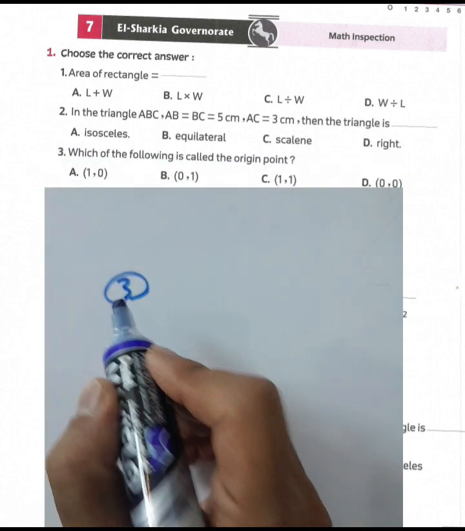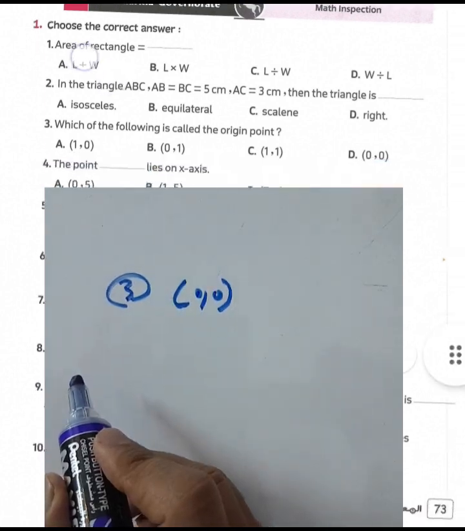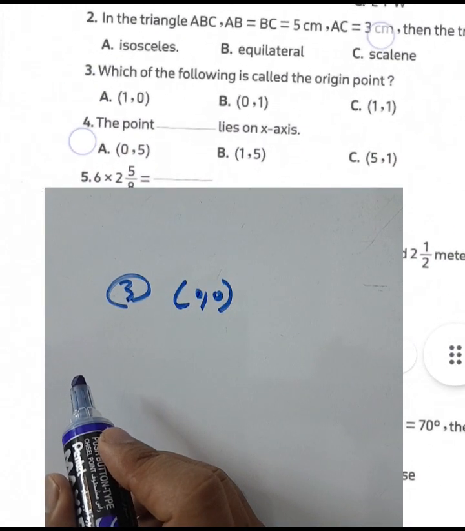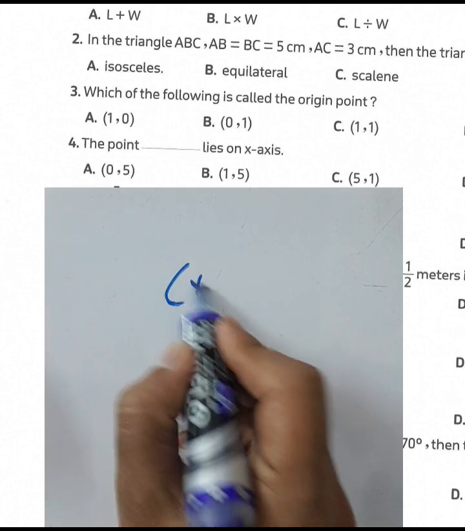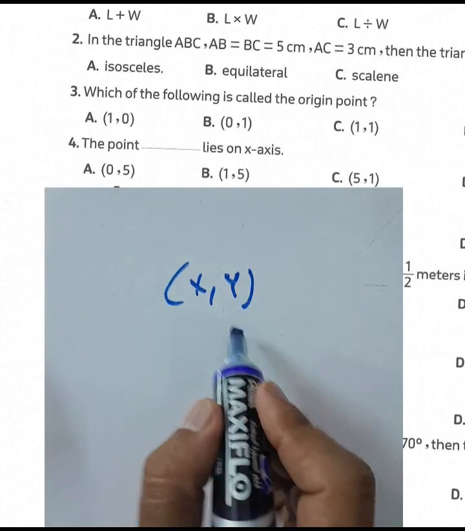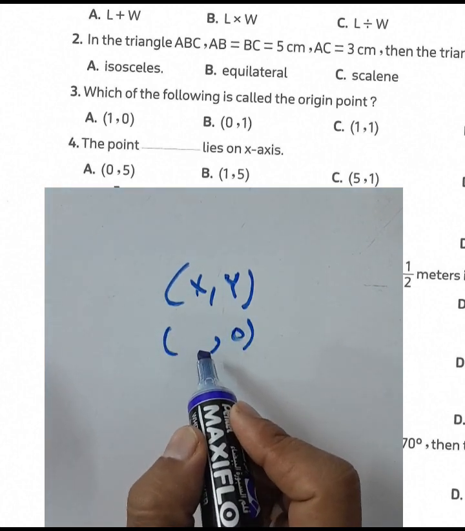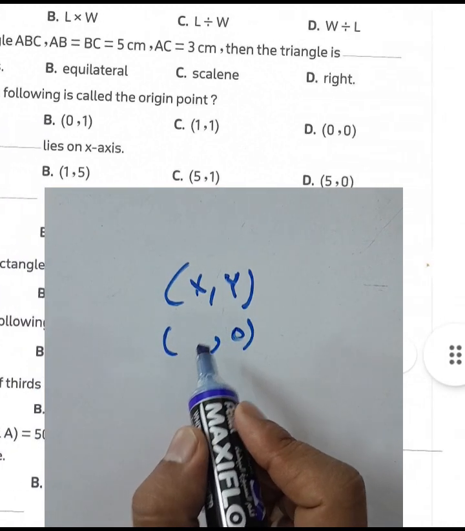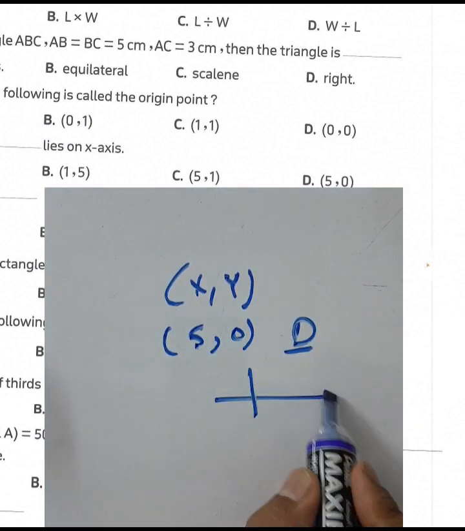Question number 3. Which of the following is called the origin point, which will be 0 and 0? We call it the origin point. The point here lies on the x-axis. Any point that lies on the x-axis will have y equal to 0. Any point consists of x and y. If this point lies on the x-axis, then the second coordinate y will be 0. So we can choose 5 and 0. Choose letter D.